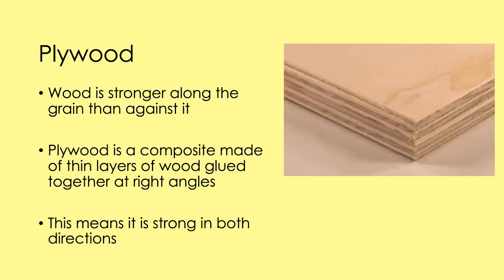An example of a composite material that has layers that's a bit different is plywood, because it's the same material just at different angles. Normal wood is stronger if you apply the force along the grain than against it. If you go against the grain, it's weaker. The way you get around this with plywood is that it's a composite made of lots of thin layers of wood, and because they're at right angles to each other, you get the strength in both directions.